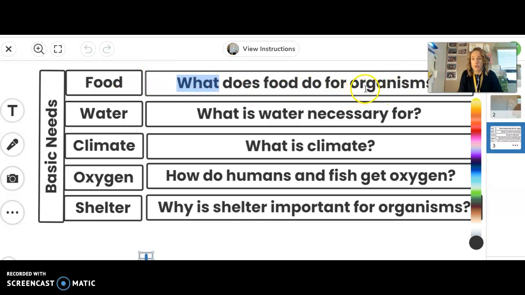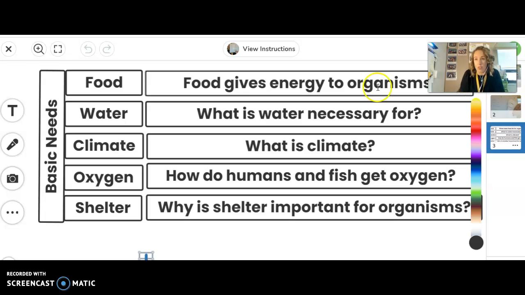So what does food do for organisms? If you look back at those videos, you would know that food gives energy to organisms. That's how you show me your work if you don't have the packet with you.